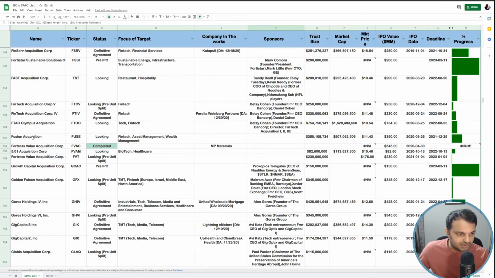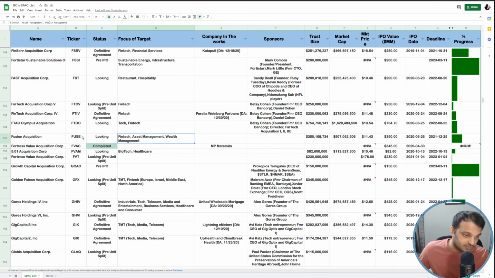Let's say Fuse, which is a pretty cool one. I do have a position in this one. As you can see, it's got probably like 30% done in terms of the time it's got. And then you can also see that its focus is fintech. If you're not into fintech, or you think that fintech is just not going to pop off as much as maybe biotech, don't invest in that, right?